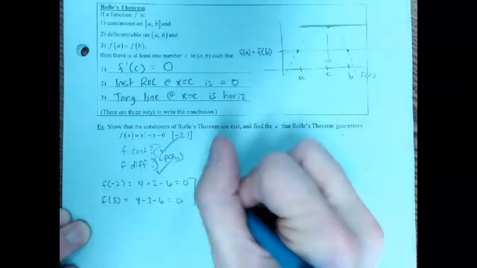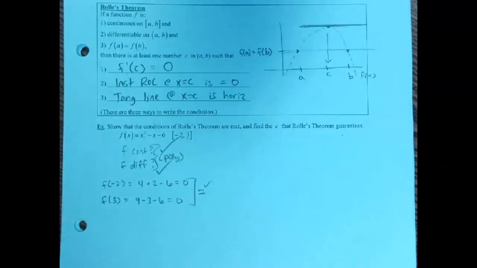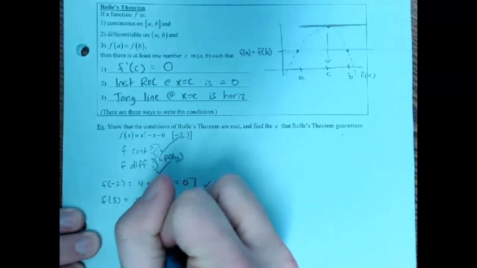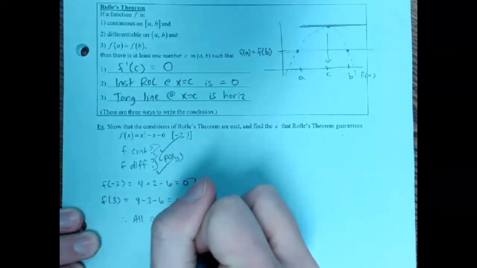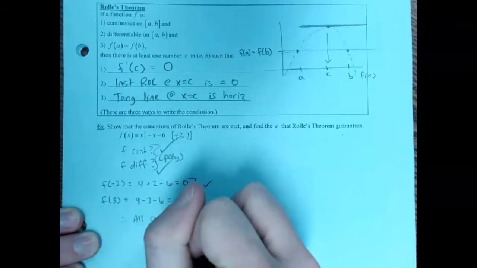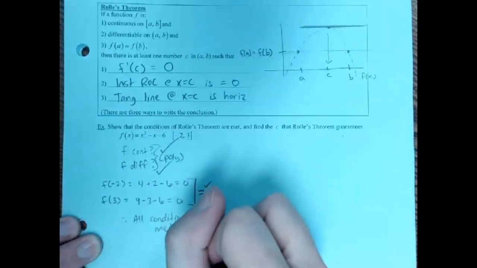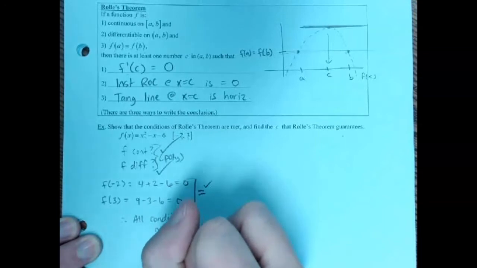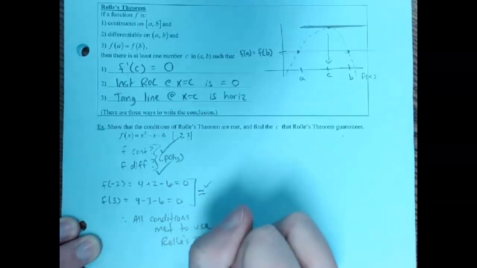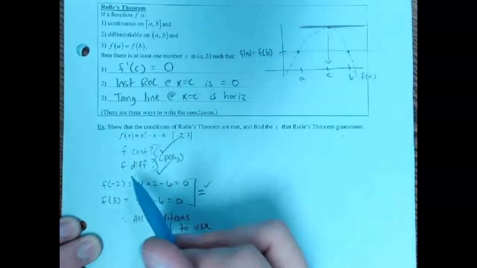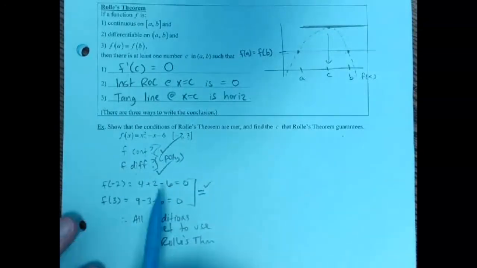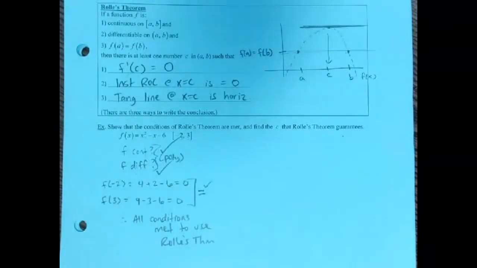And if they match, you can use Rolle's theorem, right? So therefore, all conditions are met, and you can use Rolle's theorem. All conditions met to use Rolle's theorem. Continuous, you just put check. Differentiable, you just put check. But there is math to check and to show for looking at the endpoints.